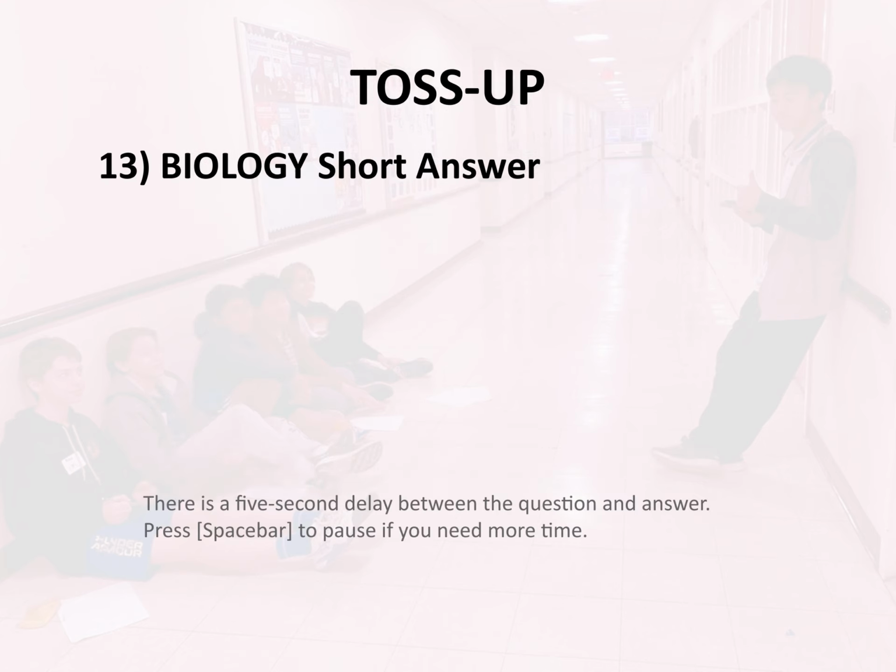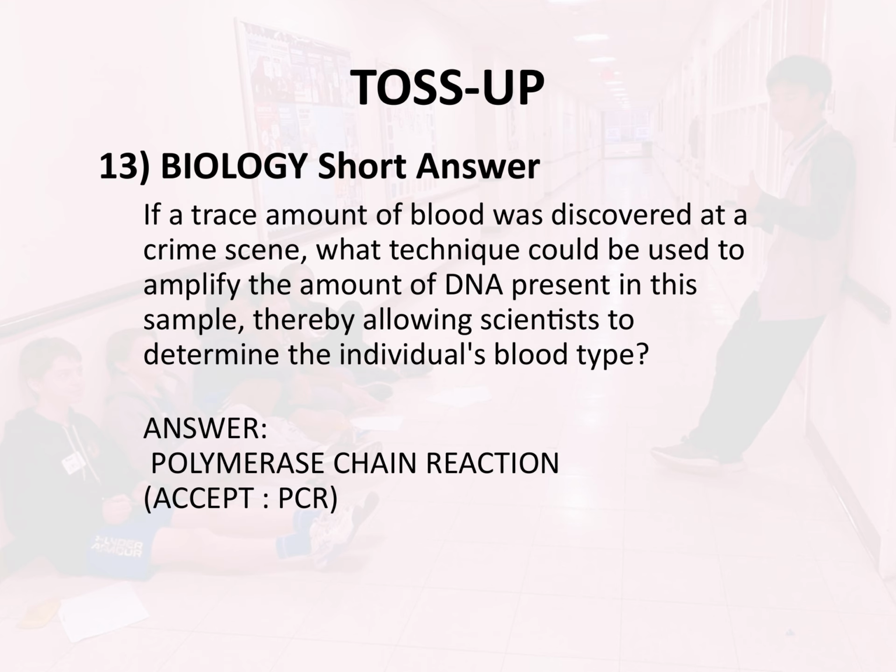Toss-up 13. Biology. Short answer. If a trace amount of blood was discovered at a crime scene, what technique could be used to amplify the amount of DNA present in this sample, thereby allowing scientists to determine the individual's blood type? Answer: polymerase chain reaction.